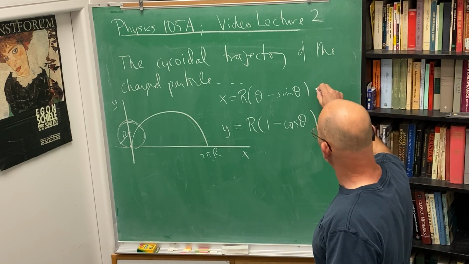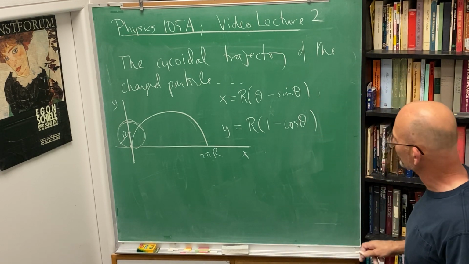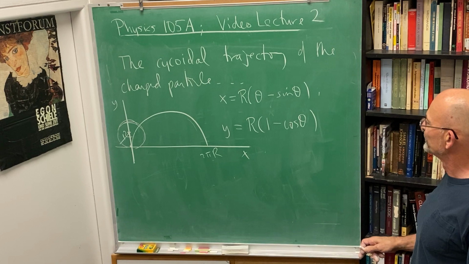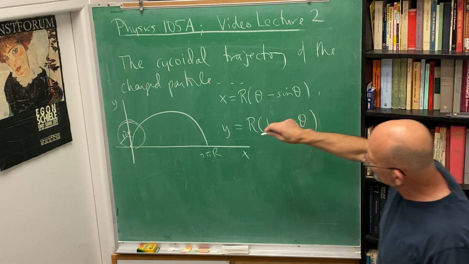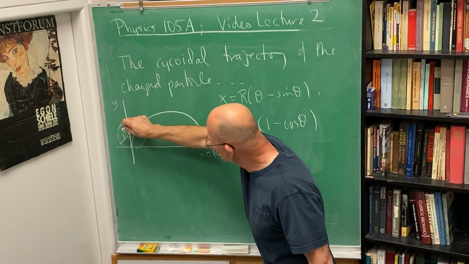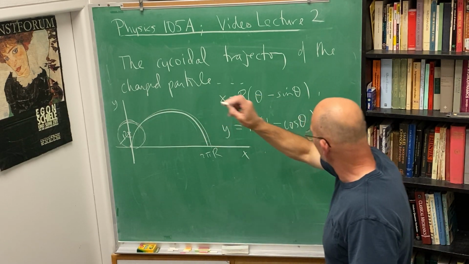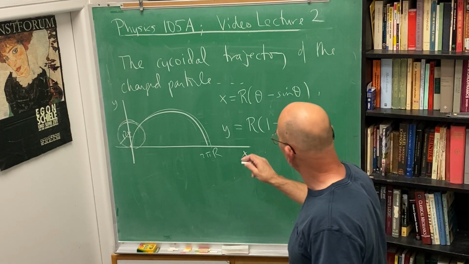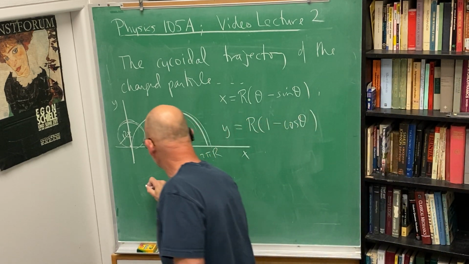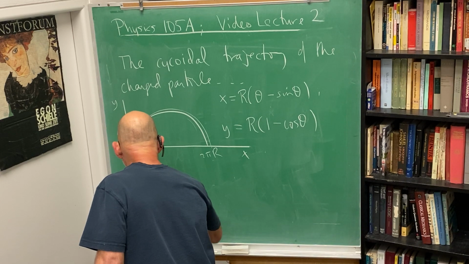And theta itself could be a function of a parameter if there was some dynamics going on. But this is just the parametrization in terms of the angle theta. When you roll out a full 2 pi, you've traced out that curve there. Okay, so we need to talk about parametrizations of a curve.